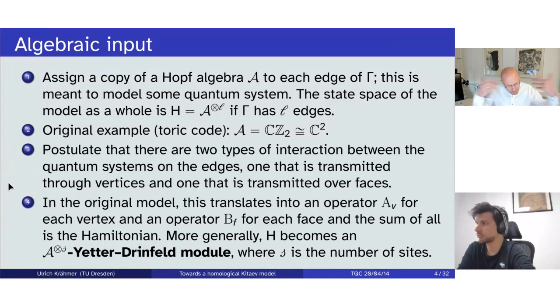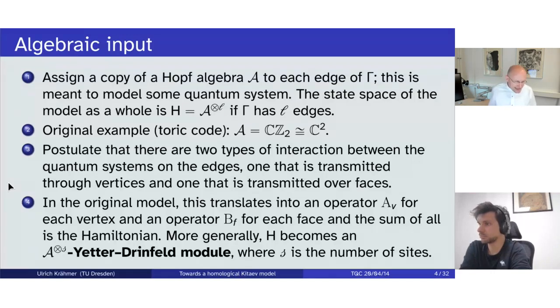However, if you go beyond that simple setting of the group algebra of Z2, it will not be just a single operator. You will have an entire action of an algebra, namely that Hopf algebra, and you have a co-action of that Hopf algebra. I will recall what that means in a minute. And together, this gives you a Yetter-Drinfeld module structure on this Hilbert space H. And in fact, not just one. For each site, you get one Yetter-Drinfeld module structure over this Hopf algebra A, and they all commute with each other.